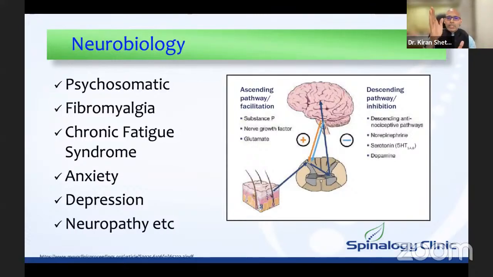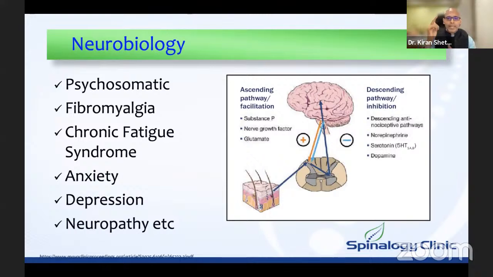The pain which is carried is basically by substance P, nerve growth factors, and glutamate, and the inhibition pathway, which helps to reduce the pain sensation, is serotonin, dopamine, and other factors. So in case of fibromyalgia, it has been found that in CSF you will have increased levels of substance P and glutamate and reduced levels of inhibiting neurochemicals. And that is the reason why they get pain. So there is an actual reason why they get this pain.